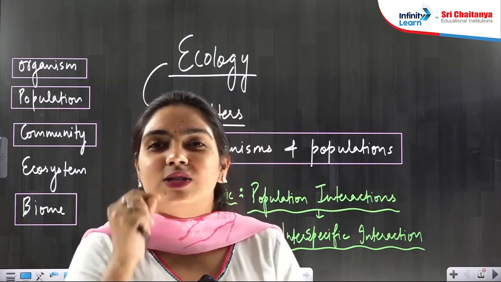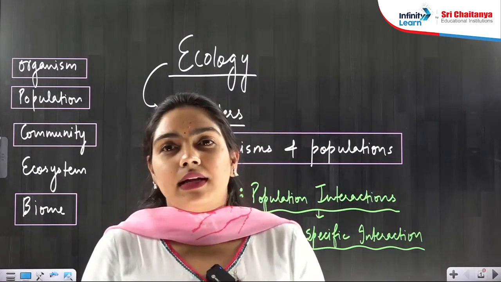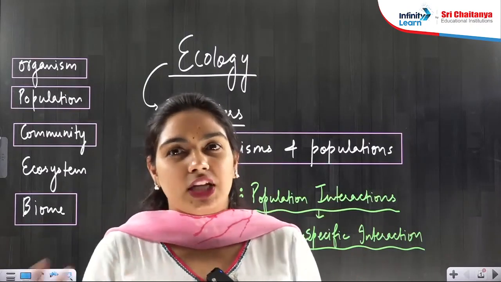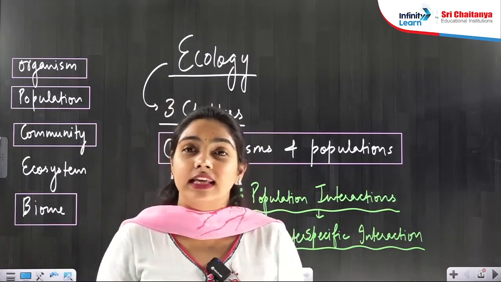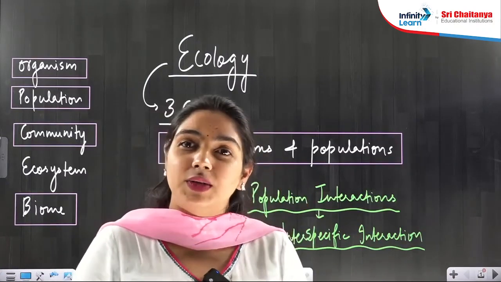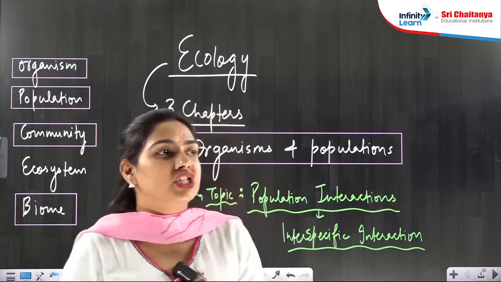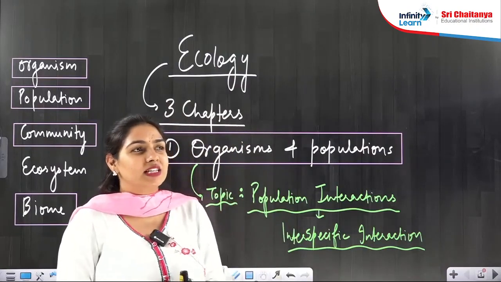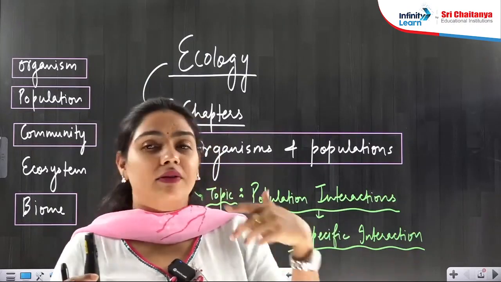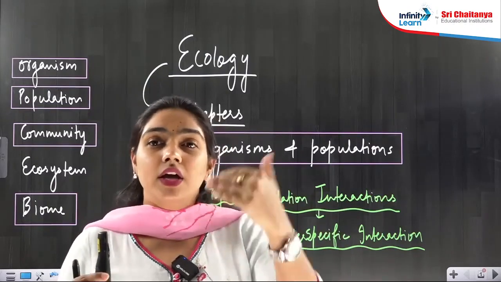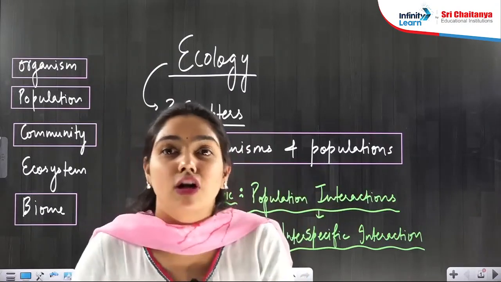Chicken is a different species and you are a different species. Let us suppose I am not eating chicken, but I am eating vegetables, salads, different grains, rice, chapati. This is also a population interaction. Population interaction is between different species. Humans and plants, everything is interaction. Between humans and plants also there is interaction: plants get carbon dioxide and we get oxygen from the plants. This is also an interaction.